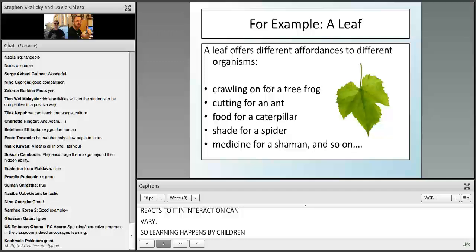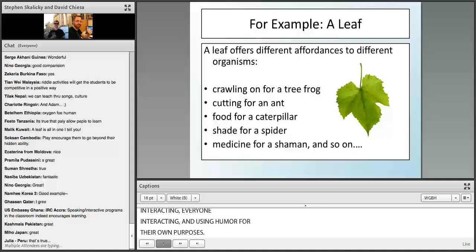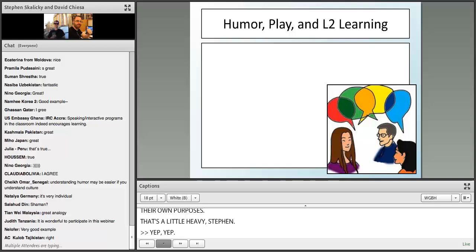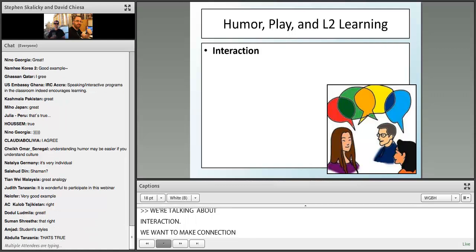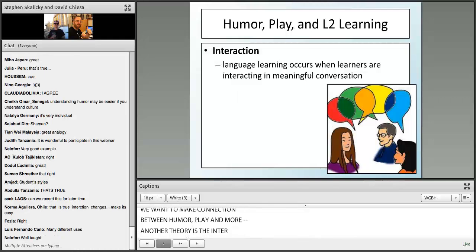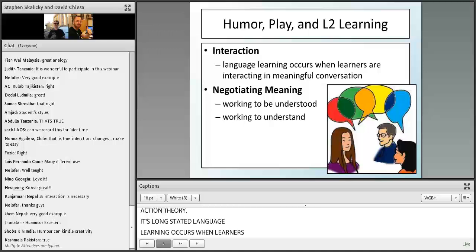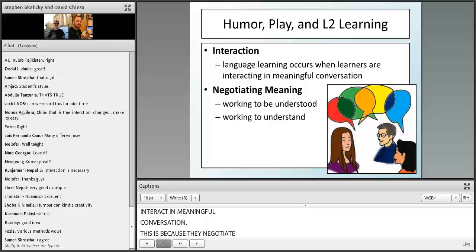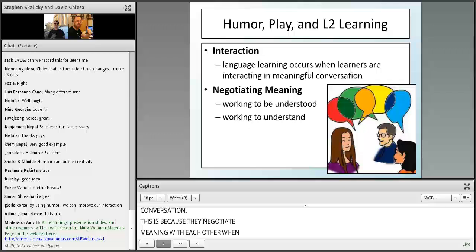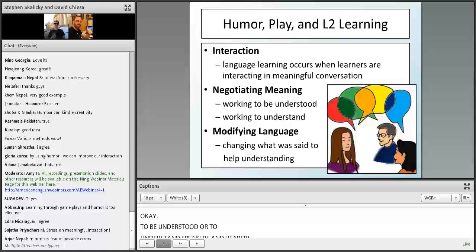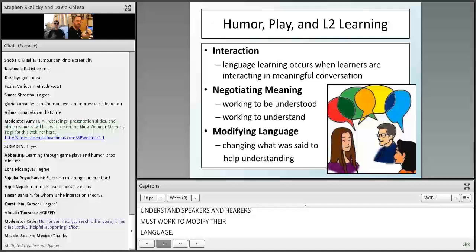Yep, yep. So we're talking a lot about interaction. And we want to make connections between humor, play, and second language learning. Alongside sociocultural theory is another theory called the interaction theory that has long stated language learning occurs when learners are interacting in meaningful conversation. This is because they negotiate meaning with each other during periods of time when they are working to be understood or working to understand, okay? In order to be understood or to understand, speakers and hearers must work to modify their language. In other words, they must change what was said in order to help understanding, right?